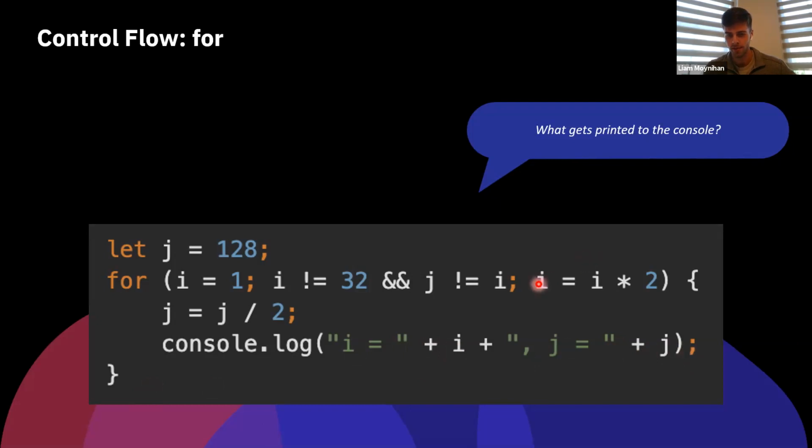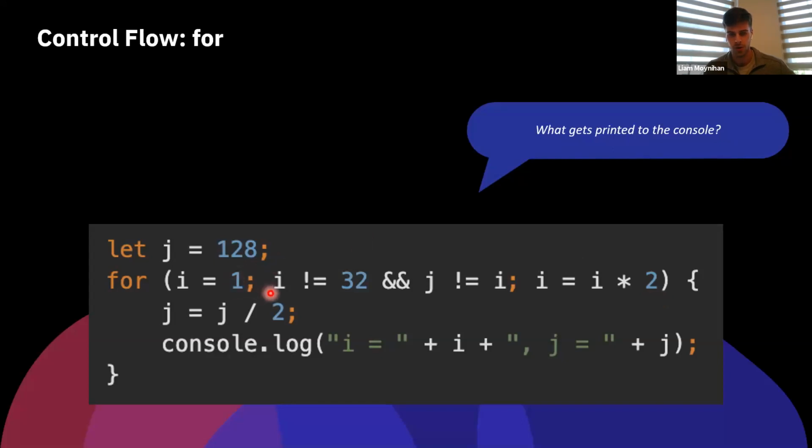Our loop ends, I times 2. I is now equal to 8, which is not 32. J is 16, which is not equal to I either. And we're going to cut j in half again. So now I is 8, j is 4, right? So we'll print out I is equal to 4, j is equal to 8. We multiply I by 2, so now I is equal to 8.